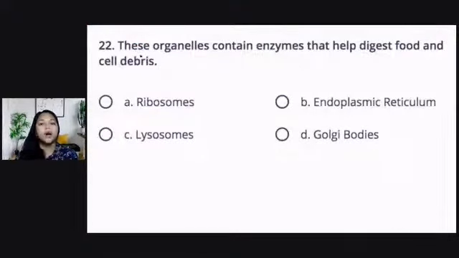All right, number 22, ito. These organelles contain enzymes that help digest food and cell debris. Is it letter A, ribosomes, letter B, endoplasmic reticulum, letter C, lysosomes, or letter D, Golgi bodies? Okay, which one do you think is the correct choice? Okay, number 22, C. Nakikita ko letter C.